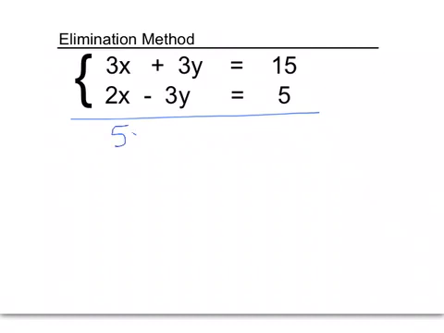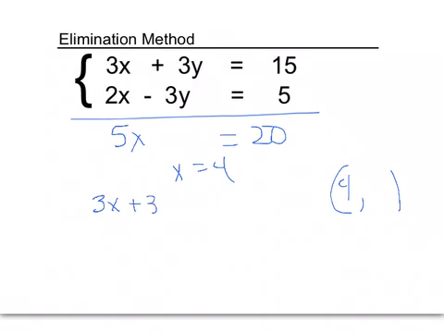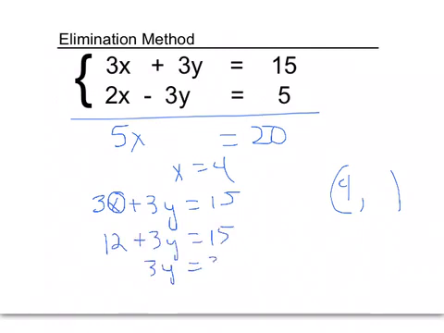Add them up, you get 5x equals 20. X equals 4, plug that in, 4 comma something. To figure out the something, you got to plug in for x. 3 times x plus 3 times y is 15. Plugging in for x, you get 3 times 4 is 12. 12 plus 3y is 15. 3y equals 3 when you subtract 12 on both sides. And you get y equals 1. Plug that in, 4 comma 1.